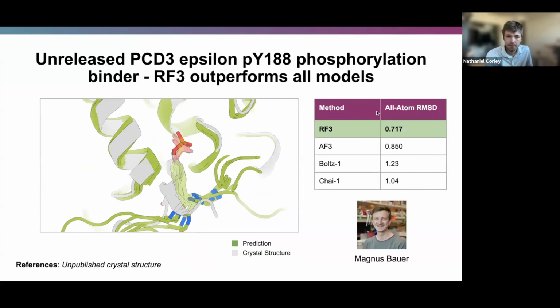Then jumping forward again, this is an example from our group of a phosphorylated peptide binder where we actually went and got a crystal structure for it. On this particular example, RF3 exhibited lower RMSD compared to the crystal structure than all other models available. And so that was exciting for us. This is the great work of Magnus and others, that our model not only looks good in silico, but when we go to the lab and get a crystal structure, which is not yet in the PDB, so we can be sure it's not leaked in any way, RF3 performs the best of all models.